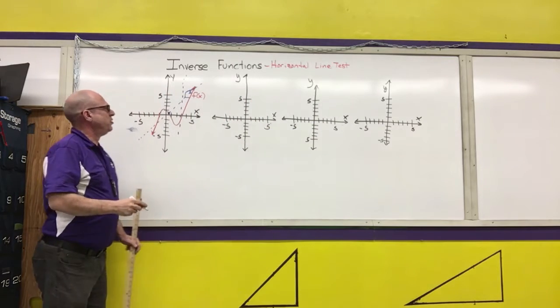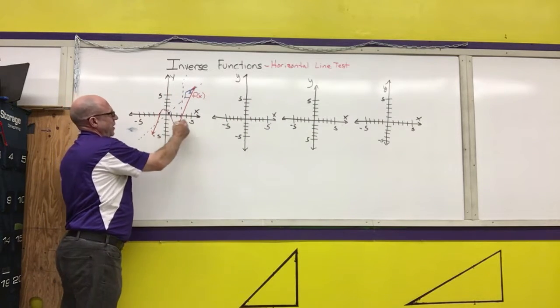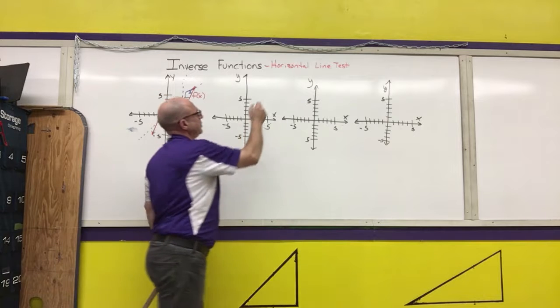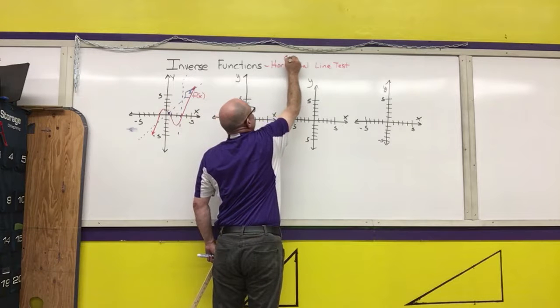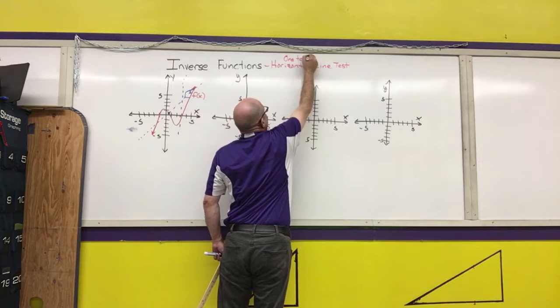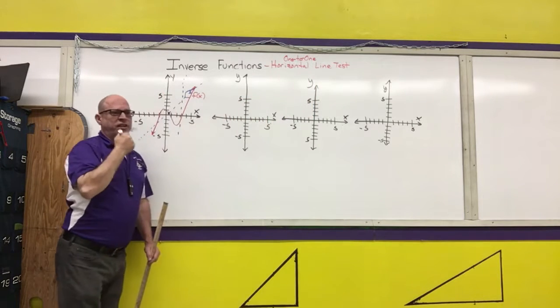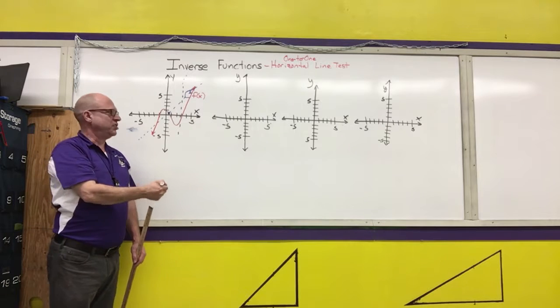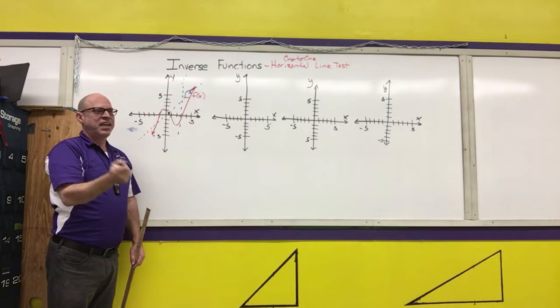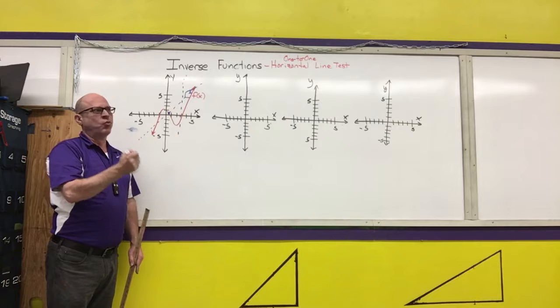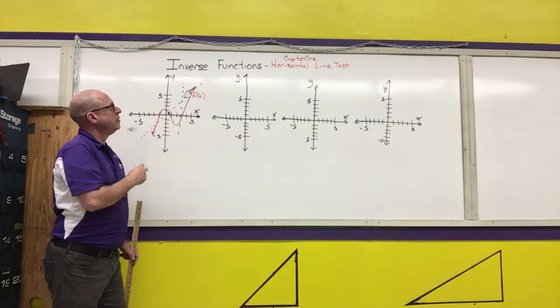Okay, in Algebra 2, we told you that something that passes the horizontal line test was a 1-to-1 function. That means that each x produced exactly one y, which is the definition of a function, and that each y value was used once and only once.